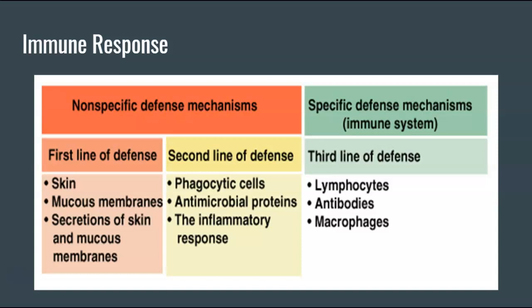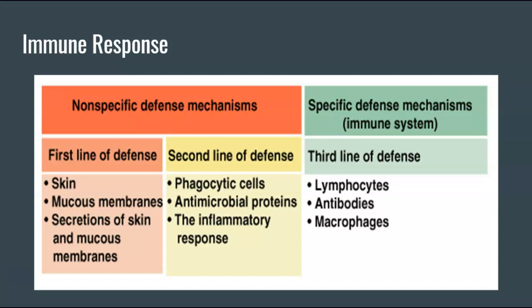The second line of defense is phagocytic cells, antimicrobial proteins. This is like your inflammatory response. This is like if you get a cut, it's going to turn red, right? Your body is trying to fight that off, remove the infection, whatever it may be. This is like when you breathe something in, like dust or something, you will sneeze to get it out. It's just a second line of defense.